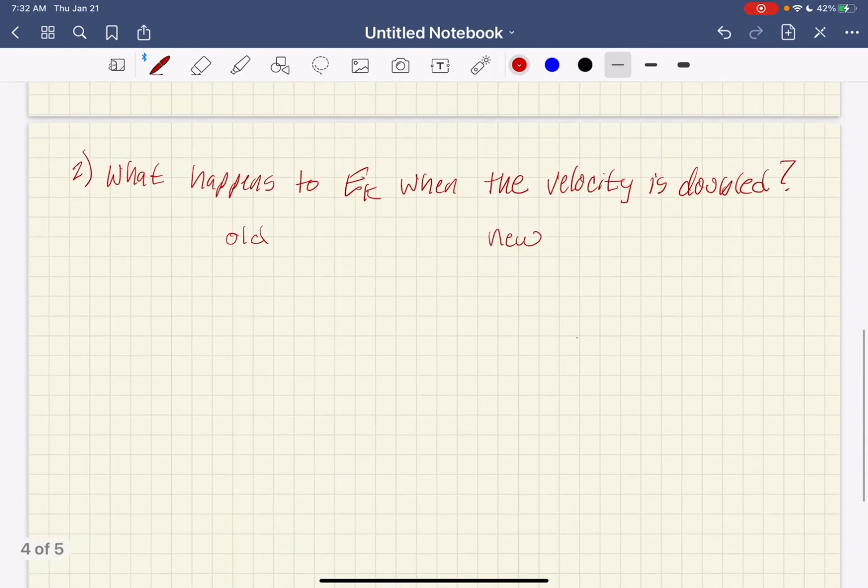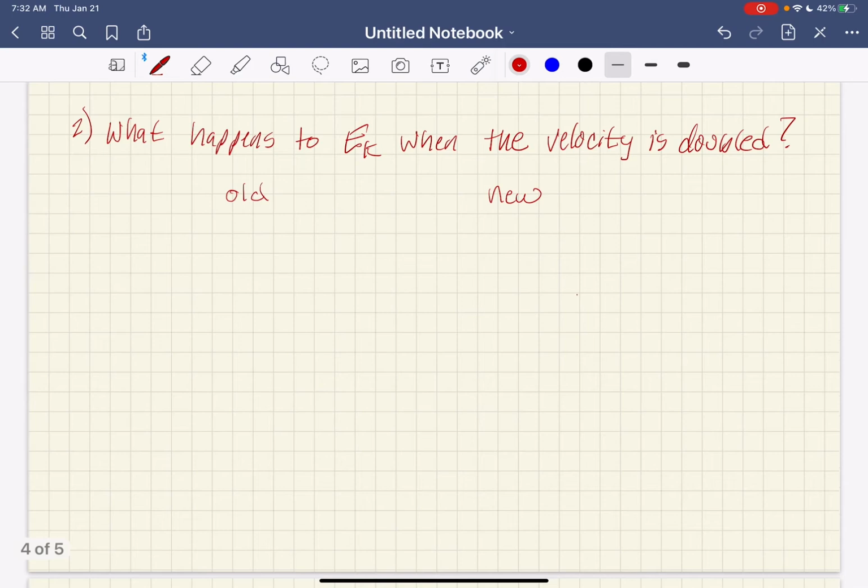All right. What happens to kinetic energy when the velocity is doubled? So again, I'm going to write down the equation for kinetic energy.